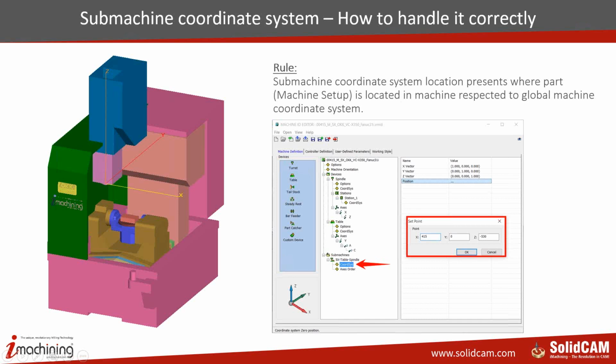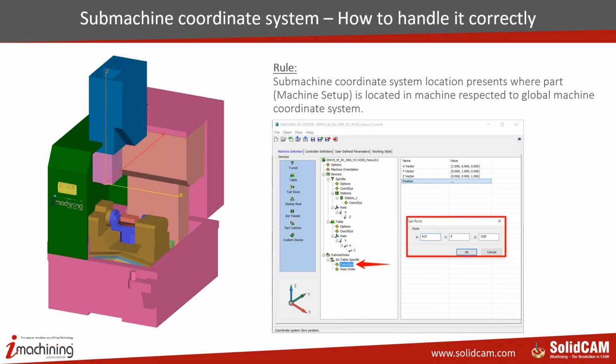Generally, in SolidCAM, you need to define where your tool is mounted and where your part is mounted. In the previous slides, I explained where the tool is mounted and where the coordinate system of the turret should be. But the submachine coordinate system is the position where the part should be mounted. In the machine setup, the real location is calculated. When you merge all those parameters, you will get correct limits if you put all the data in correctly.